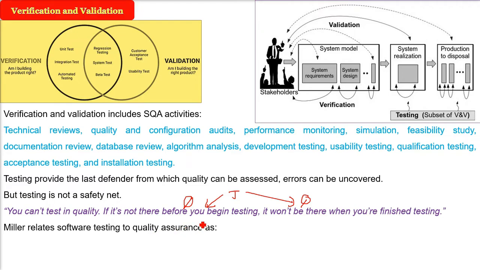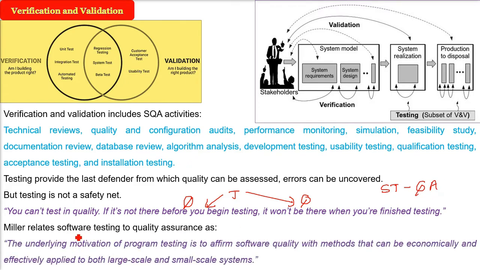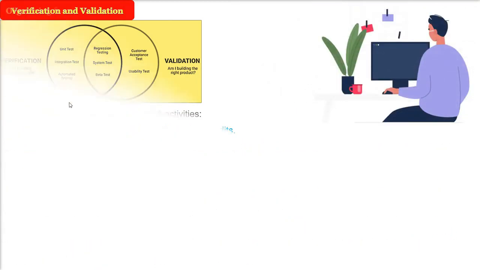So Miller relates software testing to quality assurance. He gave a very good bridge. He said the underlying motivation of program testing is to affirm software quality with methods that can be economically and effectively applied to both large scale and small scale systems. Those are the methods we use in any project so that we can ascertain the quality.